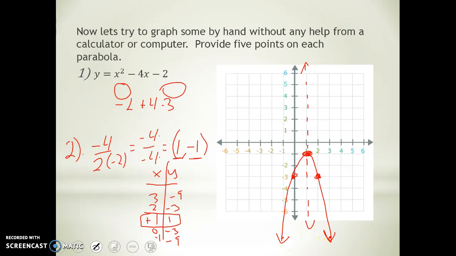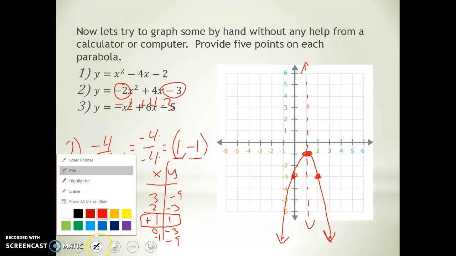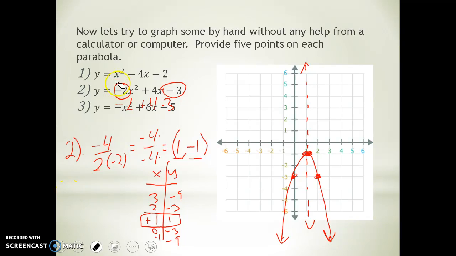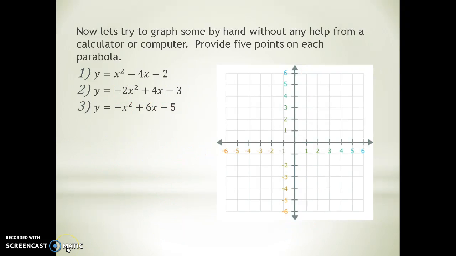So if you didn't get that one right, hopefully this third one would be a charm for you. Let's now take a look at this third equation here. What I would like for you to do is to go ahead and see if you can graph this equation, negative x squared plus 6x minus 5. And then you can start the video and see if you got it right. So here's the equation without all the markings on it.